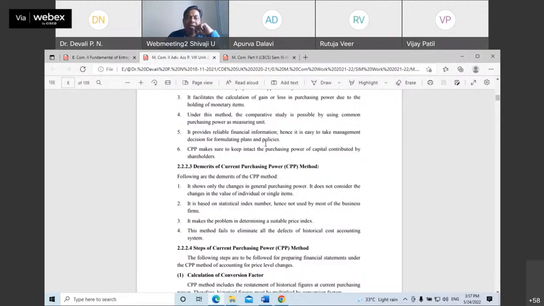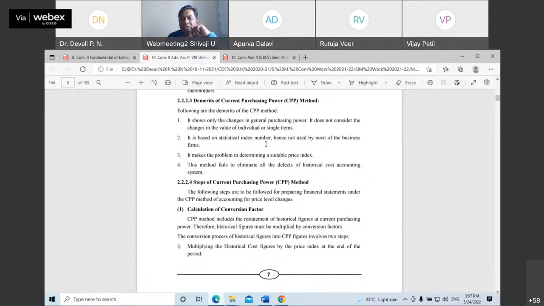But on the other hand, we face some limitations or demerits of this method. Obviously, it shows the changes in general purchasing power. It means it cannot consider the value of an individual, single item. We use the same rule for all, the common unit, and that is why it does not consider changes in the value of an individual or single item.